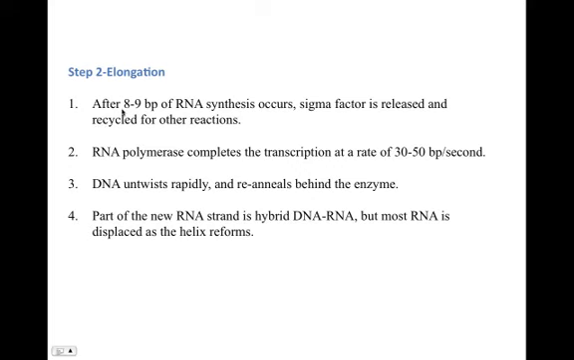After a few base pairs of RNA has been synthesized, the sigma factor is released and recycled for other reactions. At this point, the RNA polymerase can complete the transcription at a rate of 30 to 50 base pairs per second. As it unwinds, the DNA rapidly reanneals behind the enzyme after transcription, and most of the RNA is displaced as this double helix forms.